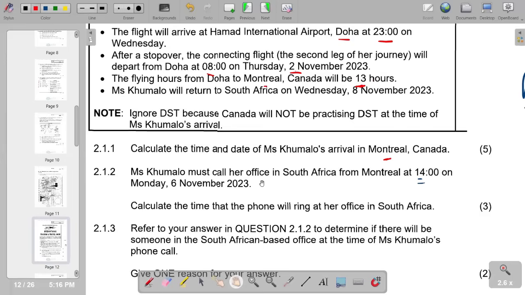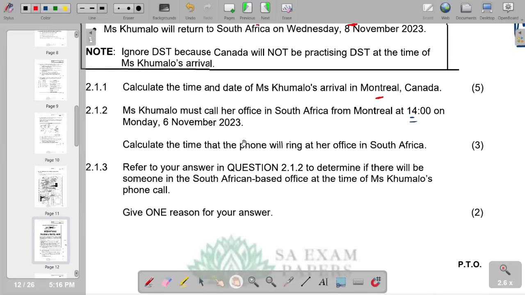And then we move on to the next question, which is 2.1.3. Refer your answer. You have to refer your answer to question 2.1.2 to determine if there will be someone in the South African-based office at the time of Ms. Kumalo's phone call. Remember, we found that the phone call is at 9 p.m. At 9 p.m., obviously, the offices will be closed since it's out of working hours. So the assumption is the office will be closed. The reason is the time is out of the working hours.